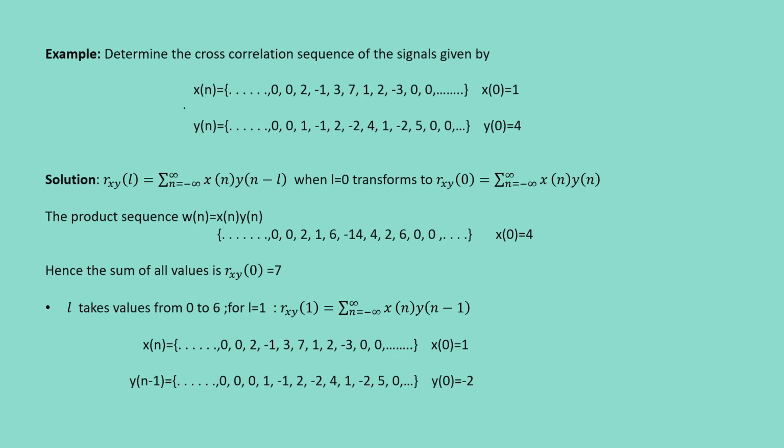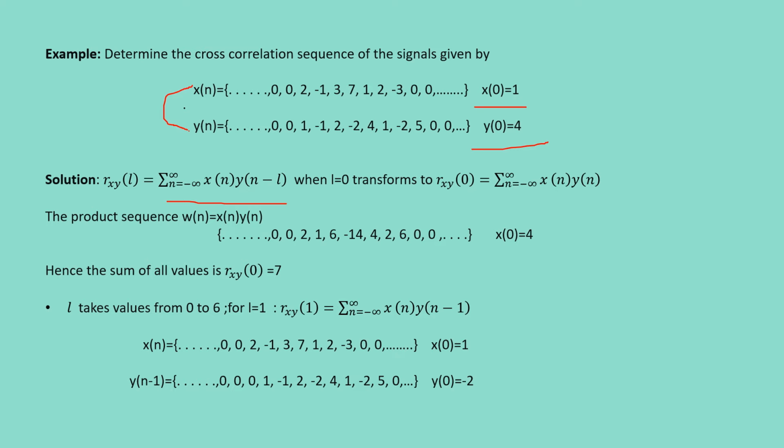Let us take an example on cross correlation. Let x of n equals 0, 0, 2, minus 1 and so on, where x of 0 is equal to 1. And y of n equals 0, 0, 1, minus 1 and so on, y of 0 is equal to 4. To find out the cross correlation between two signals x of n and y of n, we use this formula: sigma n equals minus infinity to infinity x of n into y of n minus L. Firstly, L takes values from minus 7 to 6 because beyond that, even if we multiply x of n and y of n, we obtain 0. It's not necessary to take beyond minus 7 and 6.